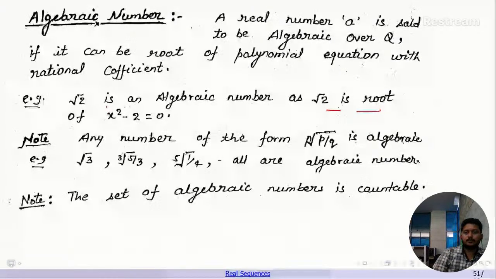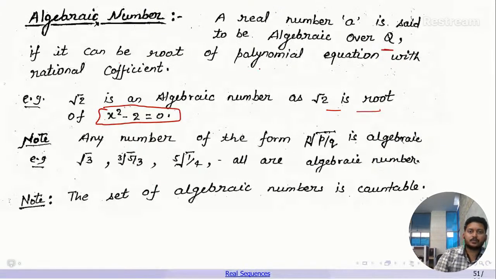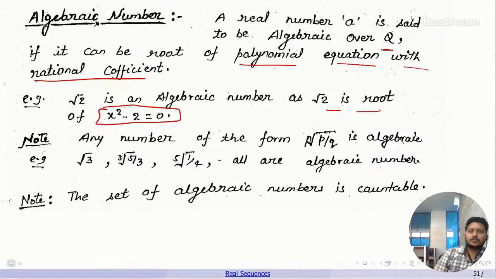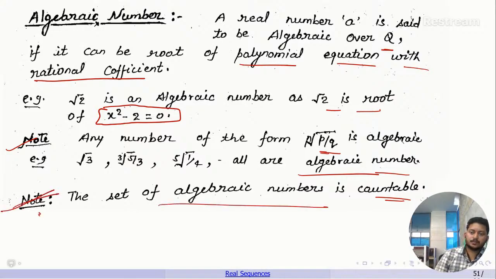When you have some number like this, real, and some coefficients come, then you say that a real number is said to be algebraic over the rational numbers if it can be a root of a polynomial equation with rational coefficients. Okay, so one note related to this: any number of the form square root of p by q is algebraic, and these are all algebraic numbers. The set of algebraic numbers is countable. Okay, this note is very important because here they say the algebraic numbers are countable.